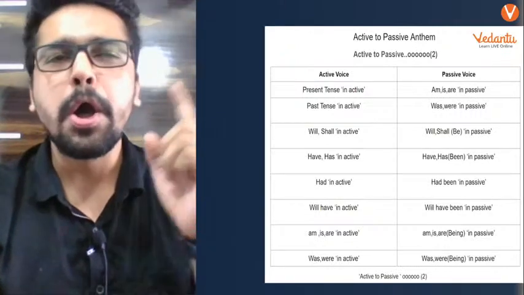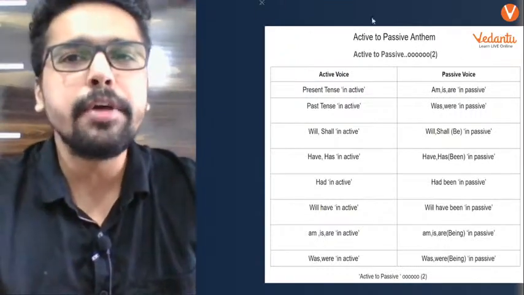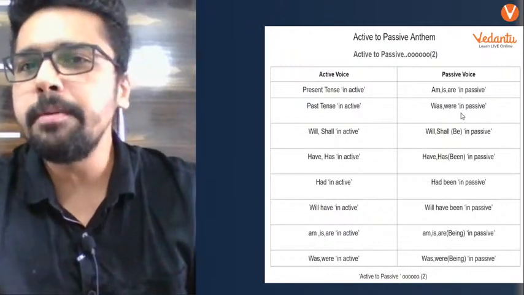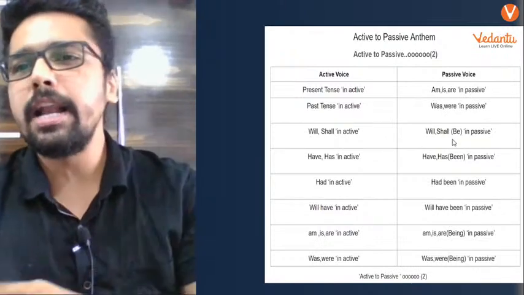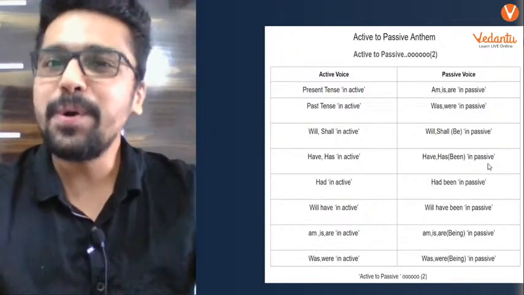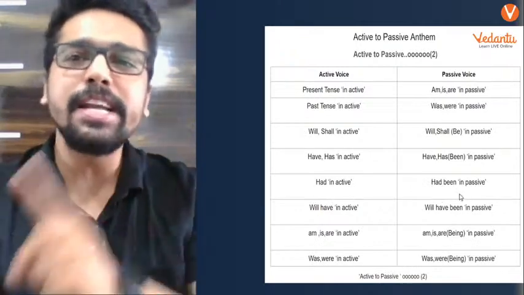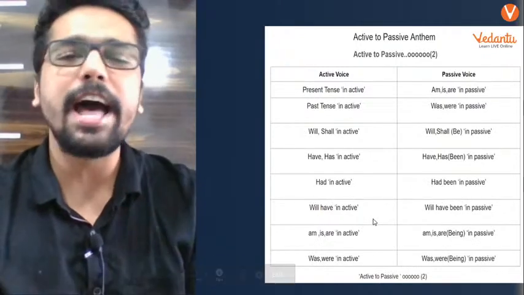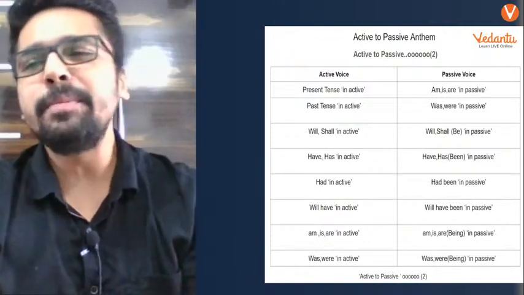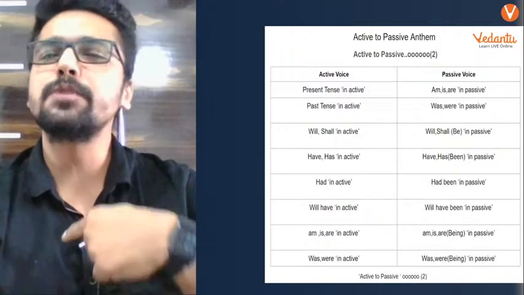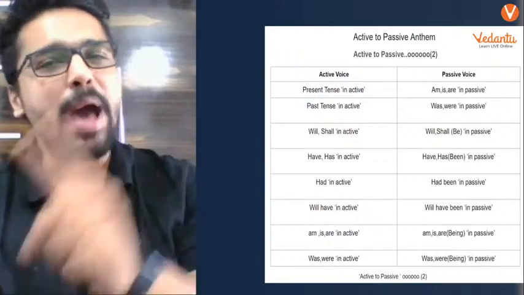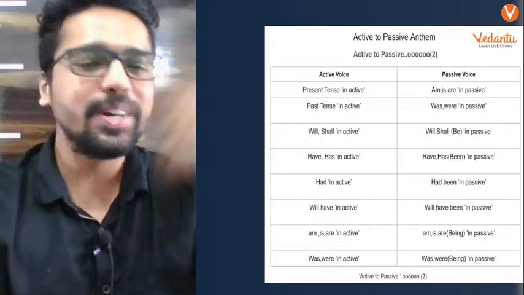Active to passive. Oh, active to passive. Present tense active, am is are passive. Past tense in active, was were in passive. Will shall in active, will shall be passive. Have has in active, have has been passive. Oh, oh, oh, oh. Had in active, had been in passive. Will have in active, will have been passive. Oh, oh, oh, oh. Am is are in active, am is are being passive, was were in active, was were being passive. Oh, oh, oh, oh, active to passive.